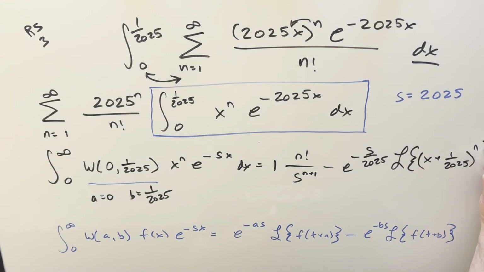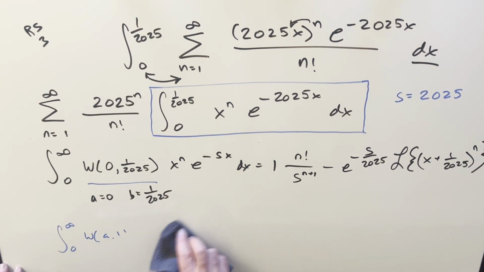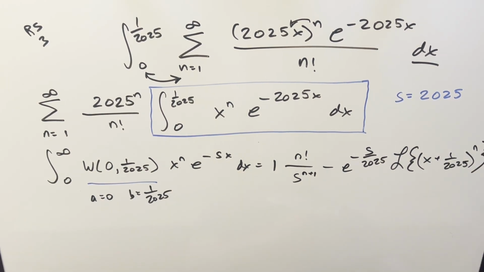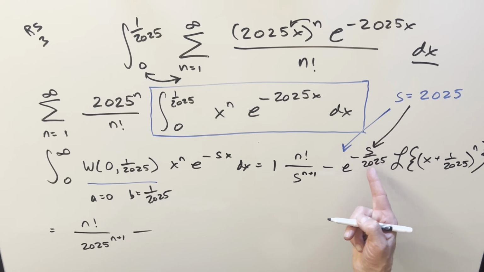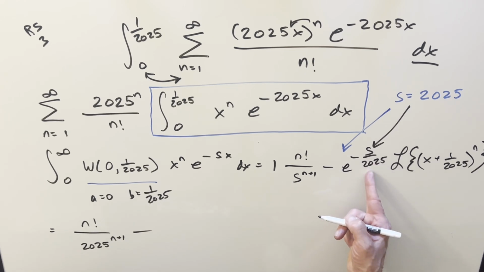This is where things start to get messy. I can see space is going to be an issue in this video, so let me see if I can fit some more stuff here at the bottom. Now I'm going to plug back in. We know what our s is, so I'm going to start plugging back in to try to consolidate. If I plug 2025 in here, what this simplifies to is n factorial over 2025 to the n plus 1, minus, when you plug 2025 in here, now you just have a minus 1, but it's going to cancel with this.